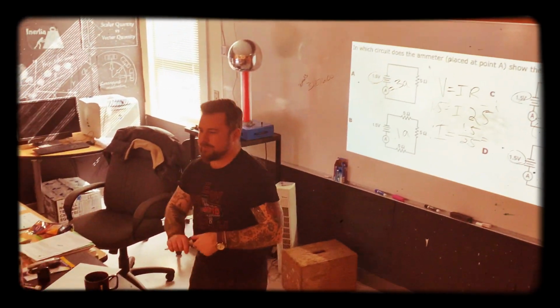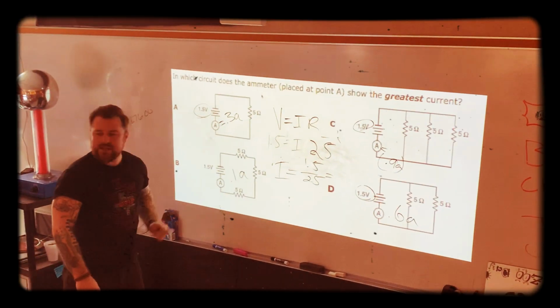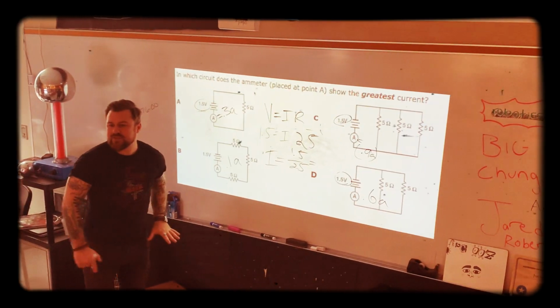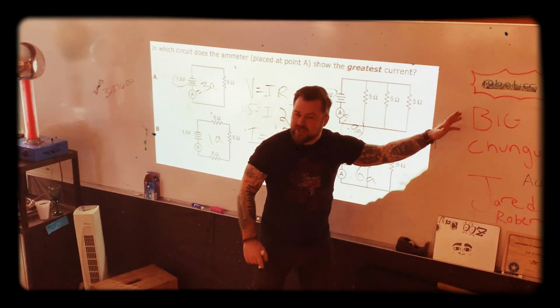Which one has the most current? That's right. Because in these right here, if I add more resistors, the current is going to go down. These, if I add resistors, the current actually goes up. If I add more resistors, the current goes up.